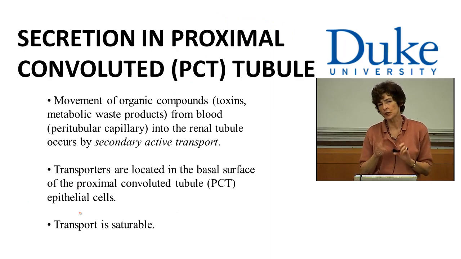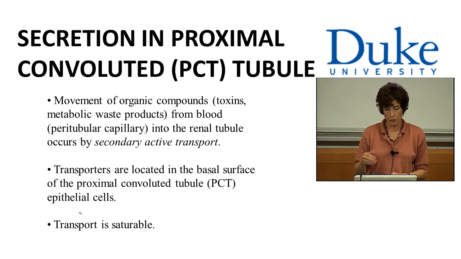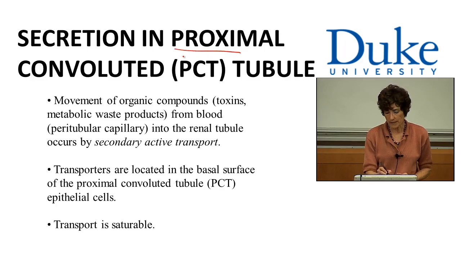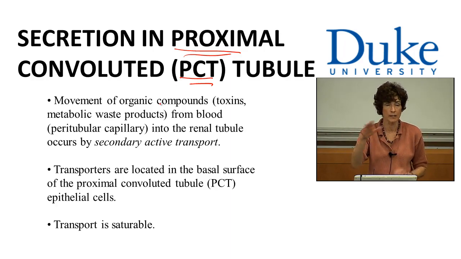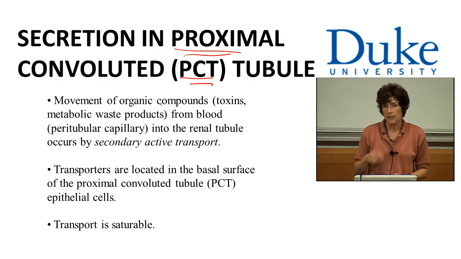So let's switch gears slightly and talk about secretion. Secretion, as you recall, is the movement of materials from the blood space across the renal tubular epithelium and into the filtrate itself. So the secretion that I want to talk about is in the proximal convoluted tubule. So that's the same region we were talking about just a few minutes ago, where the majority of reabsorption of ions, water, and so forth is occurring. With the secretion, we're going to be moving materials directly from the peritubular capillary across the cells and into the lumen of the tubule.